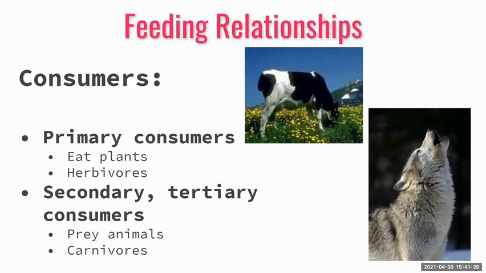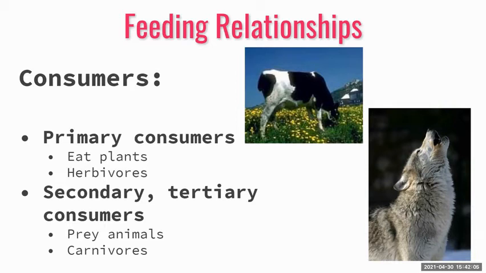Consumers, we have primary consumers, secondary, and tertiary. It just depends on their spot in the food chain. Primary consumers are going to be the first organisms in the food chain that eat. And since the first spot is the producer, and producers are plants, the primary consumer has to be an animal that eats plants. We call those herbivores. Herbivores are plant-eating organisms.